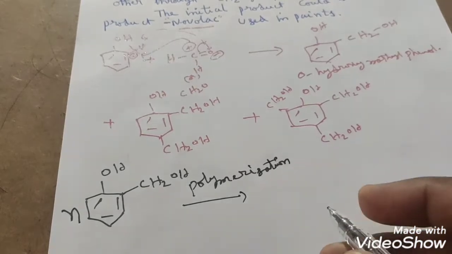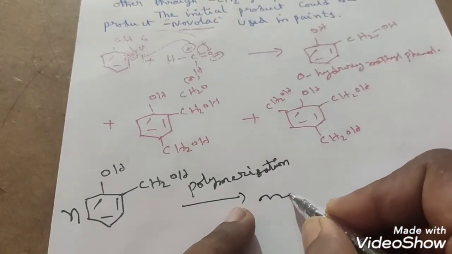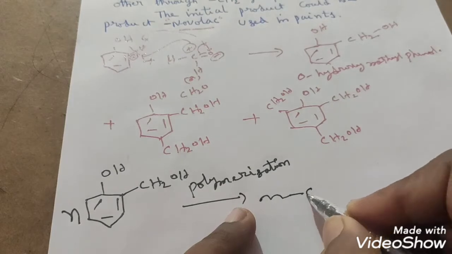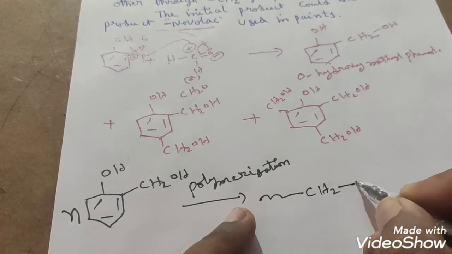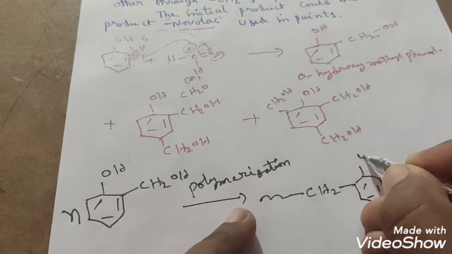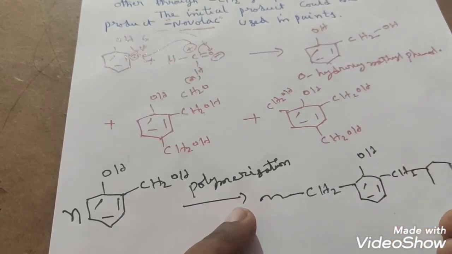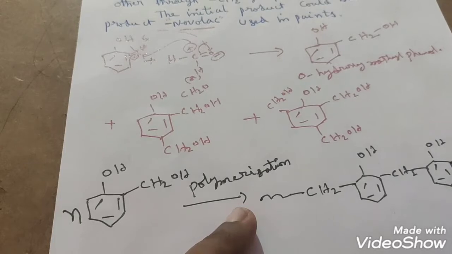And it gives Novolac. How do we get Novolac? Let us see now the Novolac structure. I am taking here CH2. This will be attached with the benzene ring here. Here OH, here CH2. Here again benzene ring will join. Again CH2. Again benzene ring. Again CH2. Like this you will get.